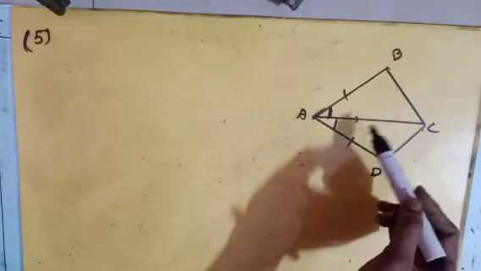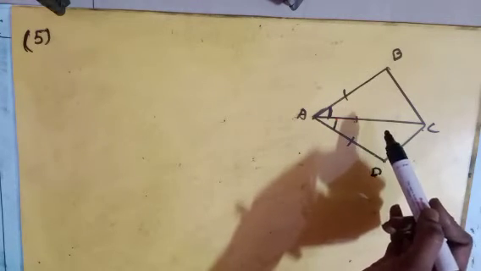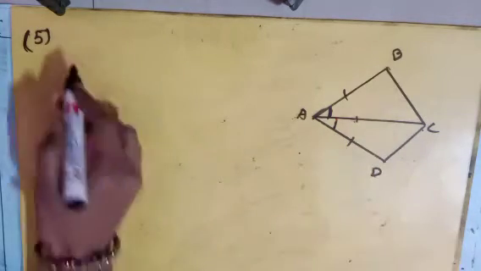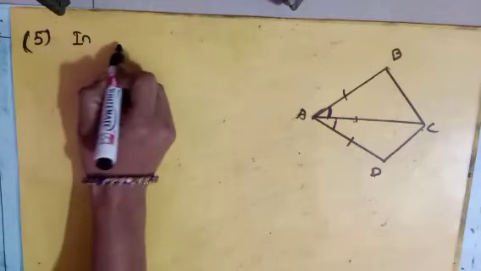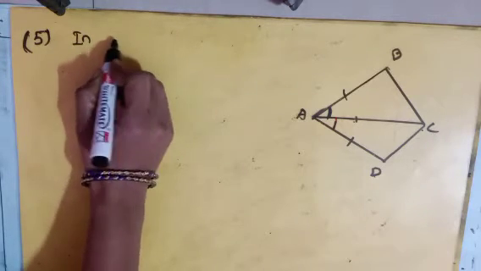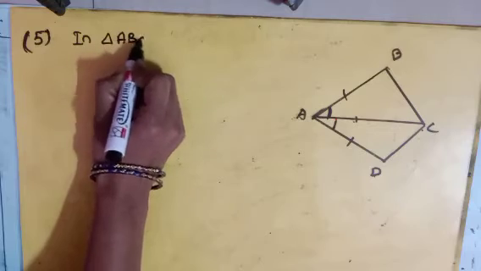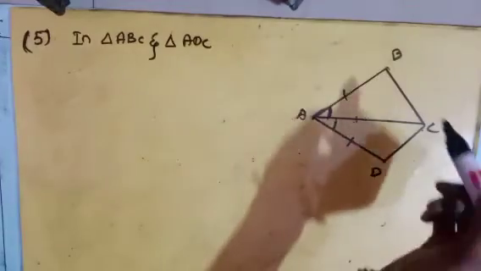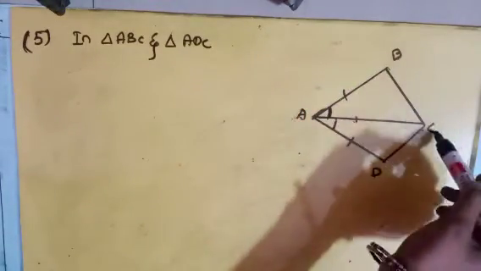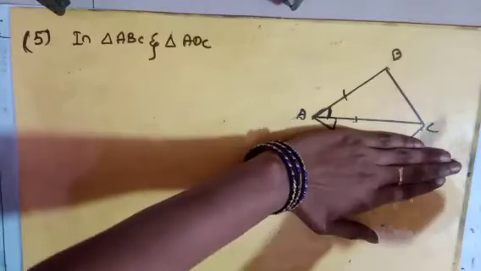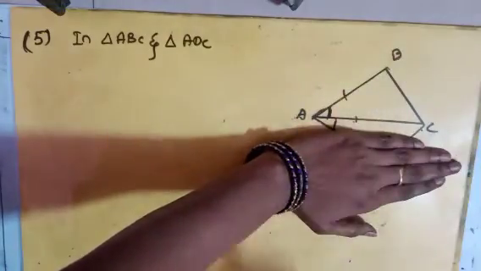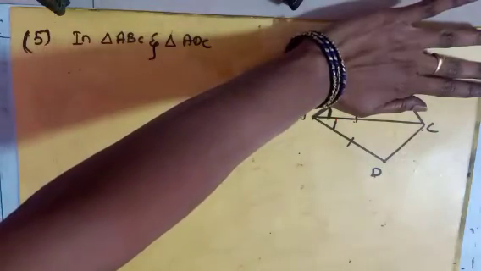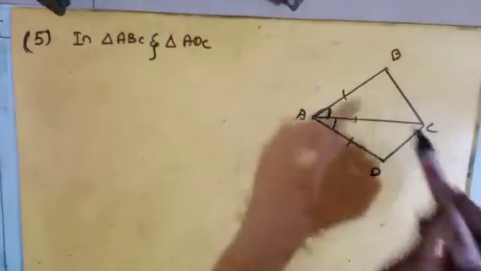In this figure we can see the two triangles. So we have to prove the two triangles are congruent by SAS condition. Let me write the two triangles. Triangle ABC, and another triangle is triangle ADC. When I hide it, we can see the two triangles ABC and ADC. So two triangles are given.